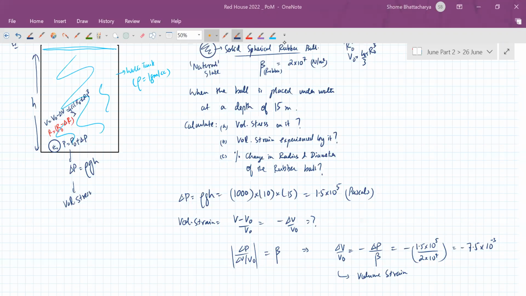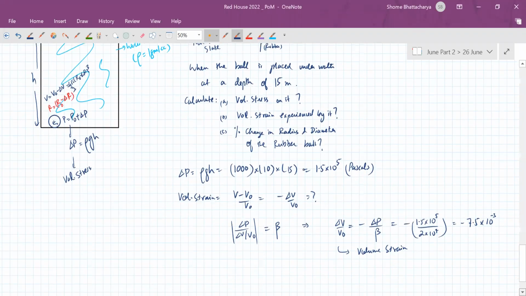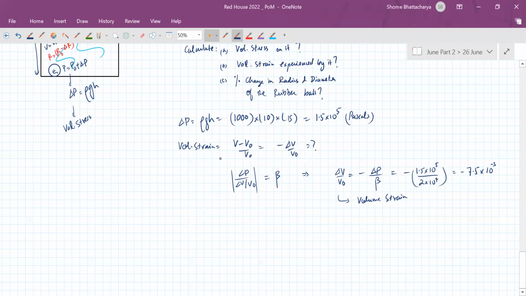Okay, so Aman, hope you have seen the correction. I think there was some miscalculation of power. Naman, your answer is correct, but this is now a B part. This was the A part, volume stress. This is our volume strain.